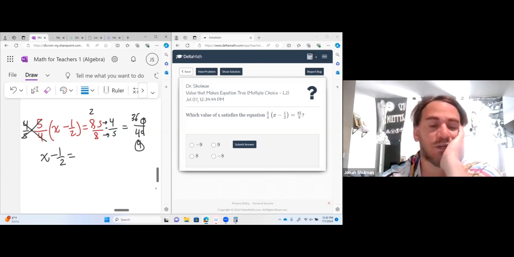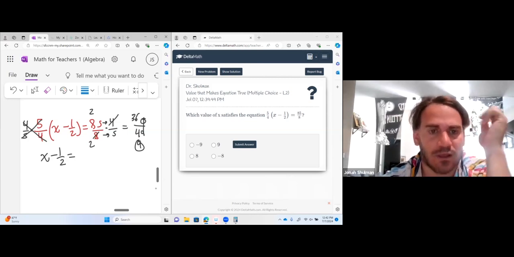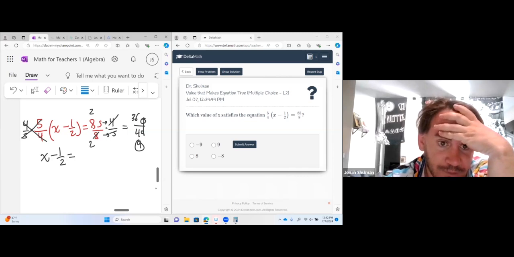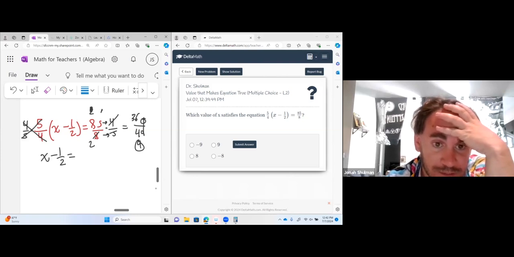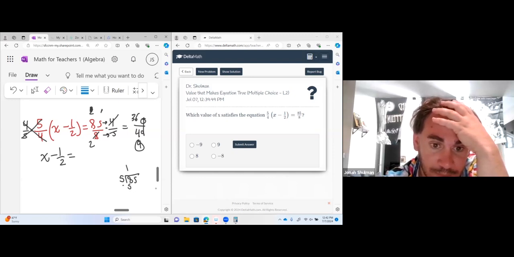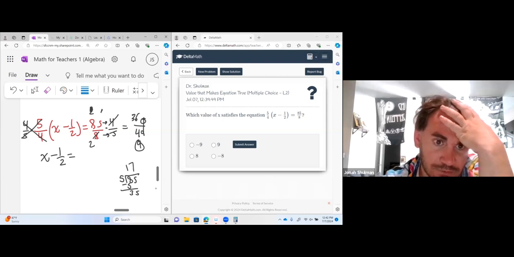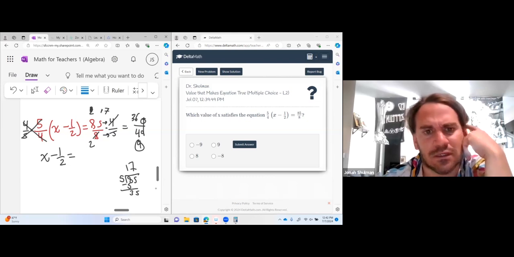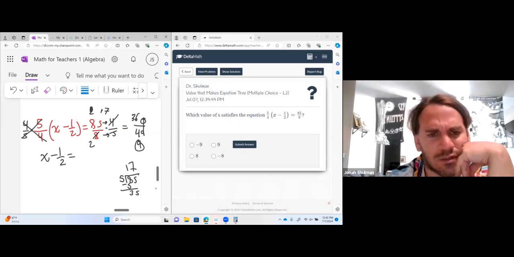So the faster way is you're like, okay, 4 goes into 8 twice. Nice. 5 goes into this, right? How many times? 5 goes into 5 once. Sorry, 5 goes into 85 how many times? Well, 5 goes into 8 one time, and 5 goes into 35 7 times. So I got 17 halves. Did I do it wrong the first time?